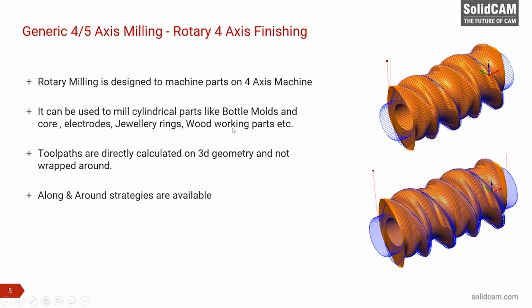So there are two strategies that are available. One is the along strategy, where the tool path goes along the part, and the other one is the across geometry, where the tool path goes across the part. The best part in rotary 4-axis machining is that you can shift the tool contact point. You can have the tool not cutting exactly at the center, but an offset value from the center.